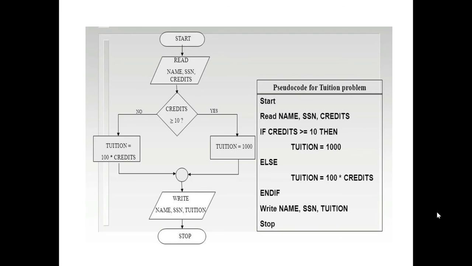So this particular line here, tuition is equal to 100 multiplied by the credits, is a sub block of the else block. So this particular instruction will be inside the block of else. And how it is done in actual code, I'll show you when we get to the second unit.